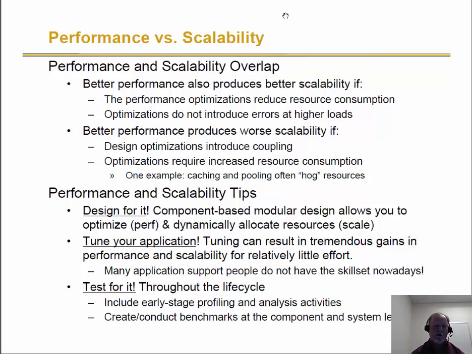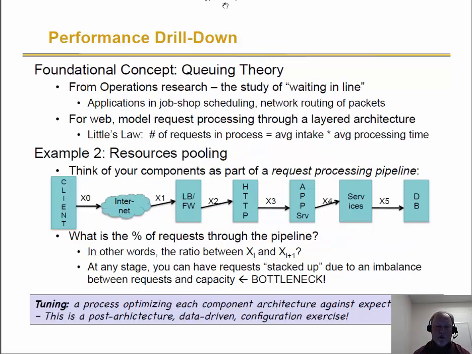All right. The second is, in general, that performance optimizations don't introduce errors at higher loads. Better performance produces worse scalability if the design optimizations introduce coupling. So if I start coupling things together, right? I used to talk about this. If I wanted to write the fastest web response system possible tomorrow for this kind of system, I'd probably cut out the services tier here altogether. I might even cut out the app server tier, and put all the logic inside the database in stored procedures, right? Stored procedures are code that executes in the same memory space where you're managing the data.